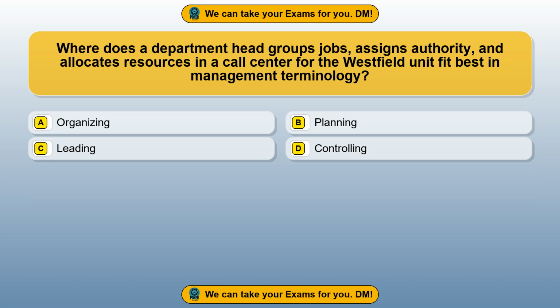Question 34. Where does a department head who groups jobs, assigns authority, and allocates resources in a call center for the Westfield unit fit best in management terminology? Option A, organizing. Option B, planning.